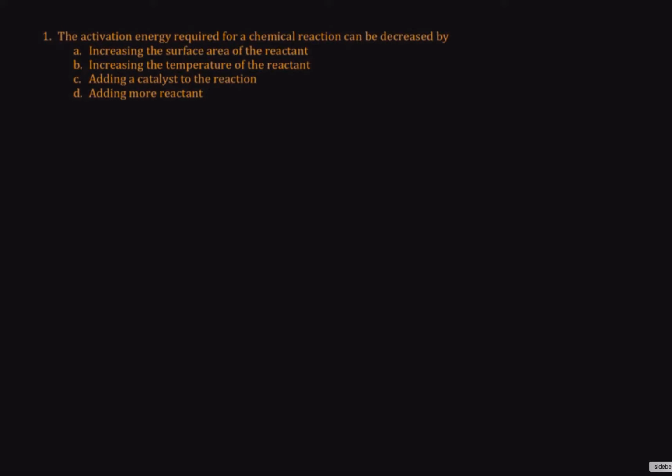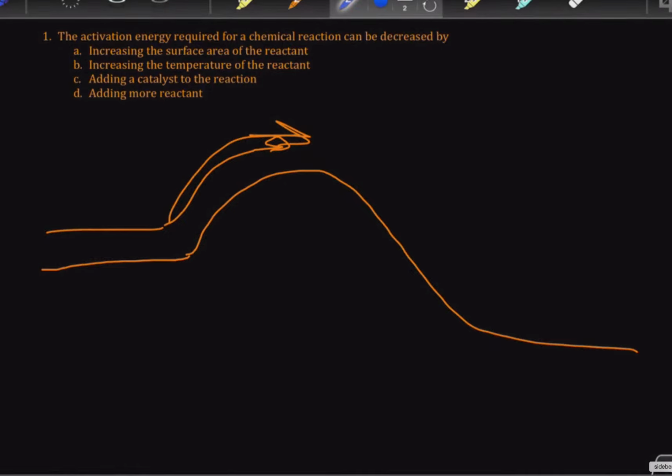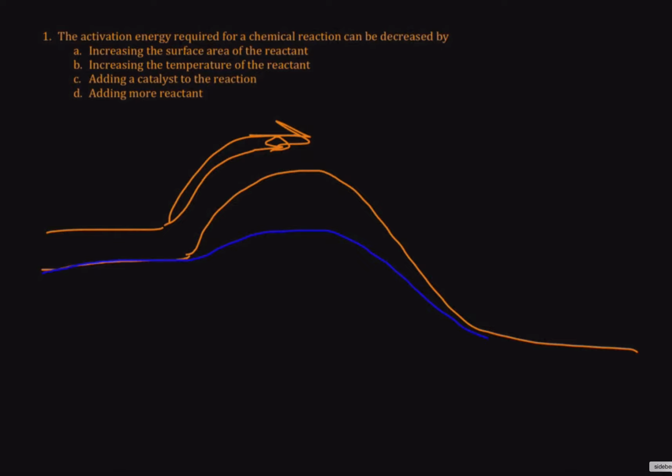So question 1, the activation energy required for a chemical reaction can be decreased by which of the following? So activation energy, every reaction has a progression. It moves along, and then in order for the reaction to get started, the reactants have to have enough energy to get up and over a certain height, a certain hill, which is the activation energy. And if that activation energy is high, the reaction goes more slowly because it takes more time and energy to get over that hill. But if you add a substance called a catalyst, it lowers the activation energy.